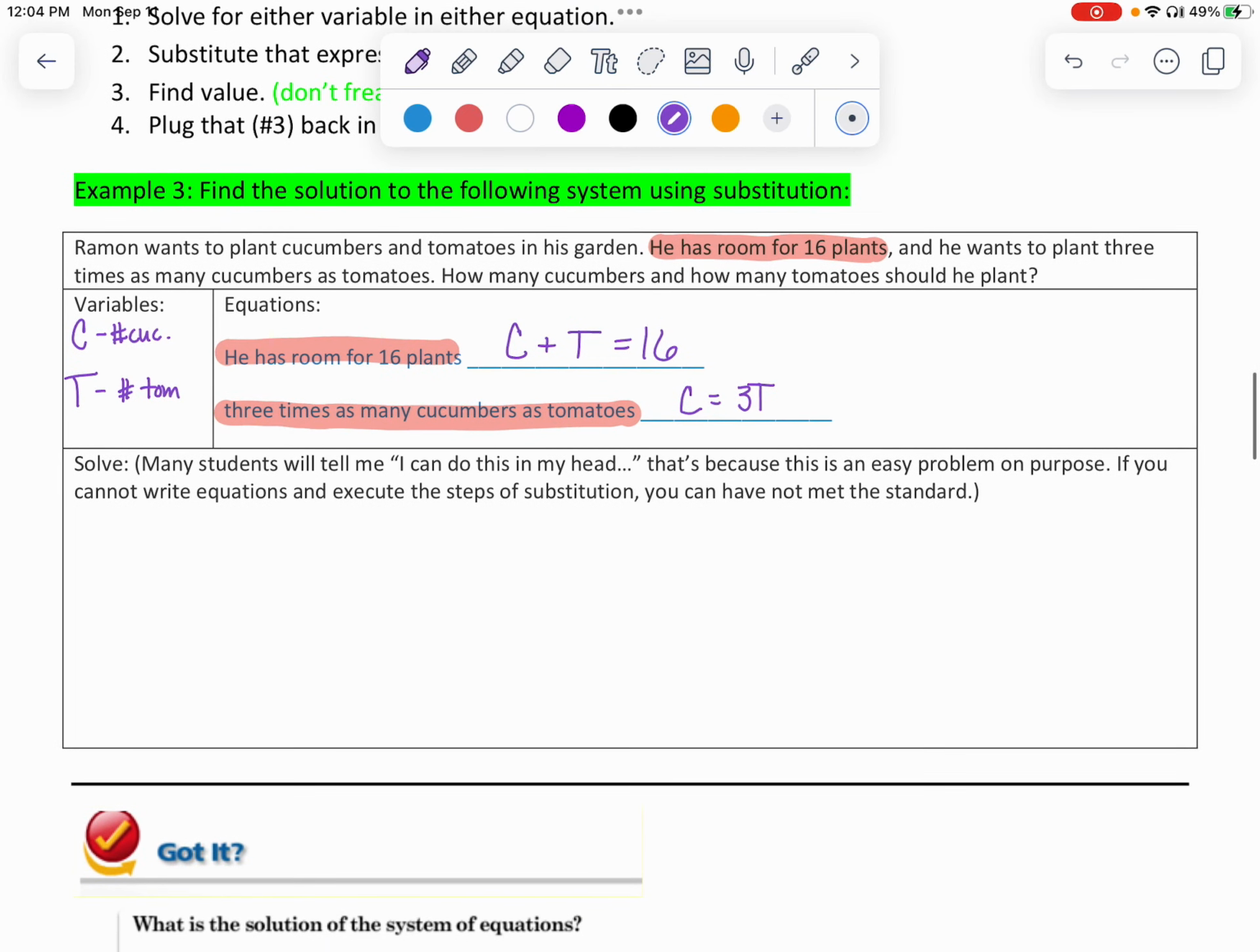Yes, I do have a note here. A lot of kids will say, I can do that in my head. And I say, great, that's awesome. I hope every problem in the world is a whole number for you and it's positive and you can do that. But that doesn't happen. I purposely make the word problems easy at first so that you don't have to struggle with the math. But you should know how to do substitution. If you can't, then you've not met the state standard. So let's take a look at what we do here.